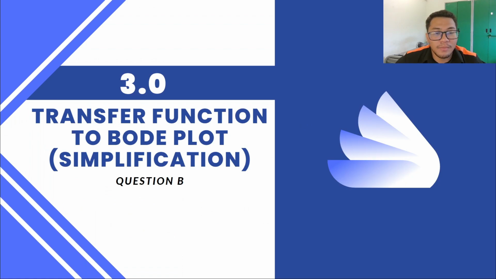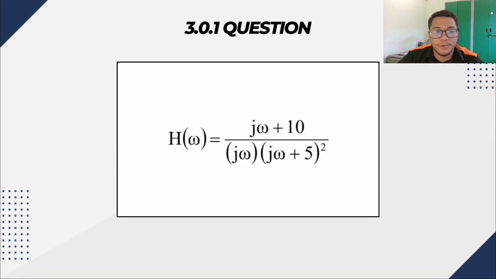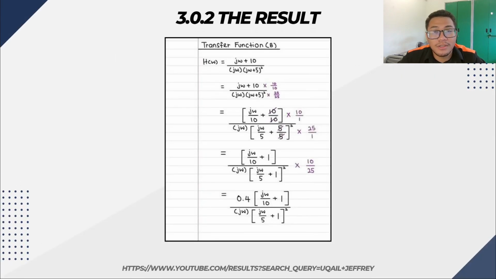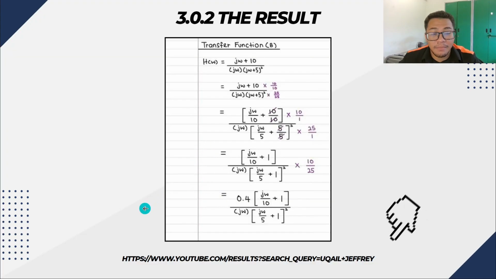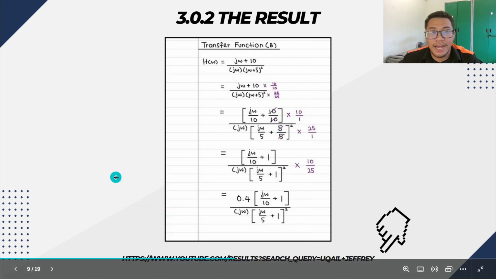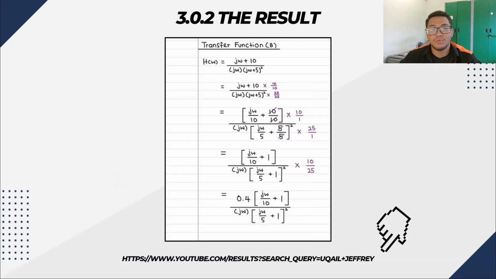The transfer function to Bode plot, the simplification for question B. So the question is H(omega) equals (j omega plus 10) over (j omega plus 5) in brackets to the power of 2. So this is the result that we get from that question. So how do we get this answer? You can click this link and I will show you how we get the answer to simplify the equation.